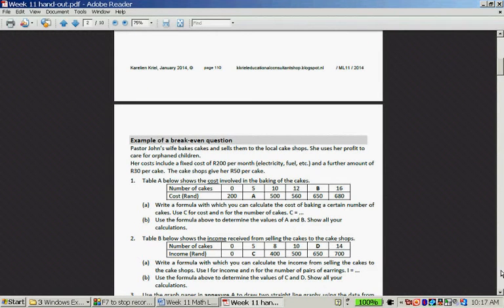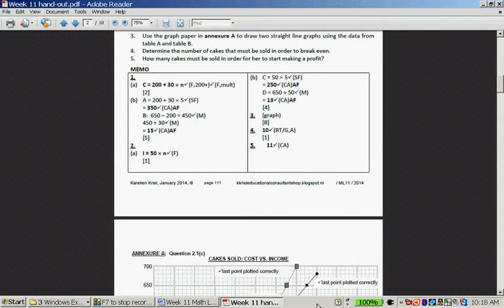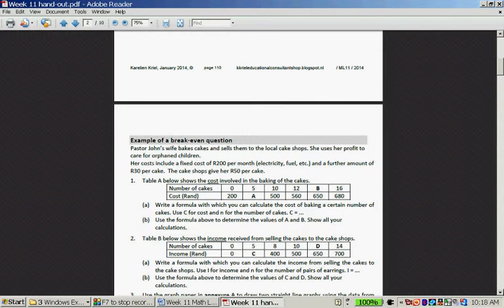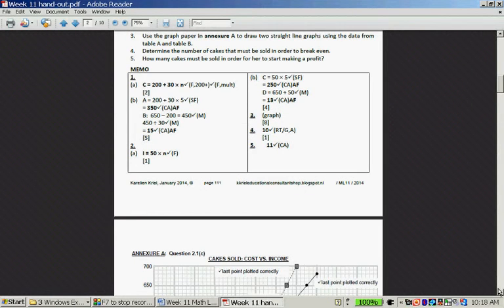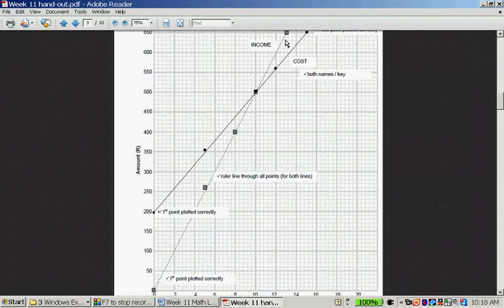At ten cakes, the expense was 500 rand. So 10 cakes, 500 rand. Okay, so this point is right. Oh, sorry, that's 350. It has to be right on that line. The points just moved a bit. And then the last point was for 16 cakes, which is 680. So 16, up, and 560.